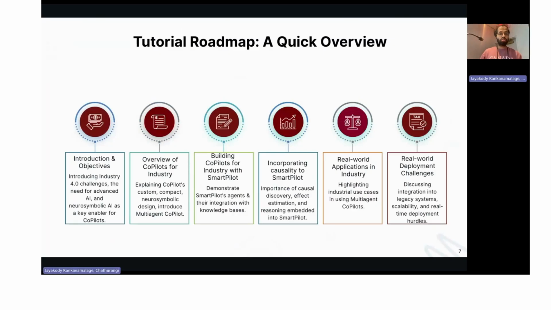Then we will move on to incorporating causalities into SmartPilot. So Utkarshni will define causality, the importance of causal discovery, effect estimation, and reasoning embedded into SmartPilot. Then Dr. Henson will move on with real-world applications in industry, where he will highlight industrial use cases using multi-agent copilots. Finally, Fadi will talk about real-world deployment challenges, where he'll discuss integration into legacy systems, scalability, and real-time deployment hurdles.